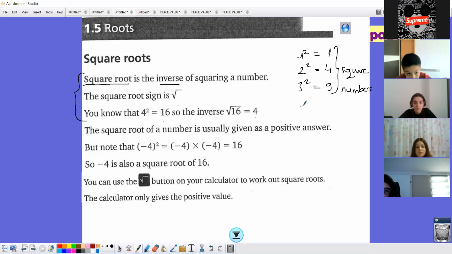For example, what is 6 square, Yavuz? 6 times 6, which is 36. Bravo. Then, if we know that 6 square is 36, square root of 36 will be 6. Okay? Did you understand?